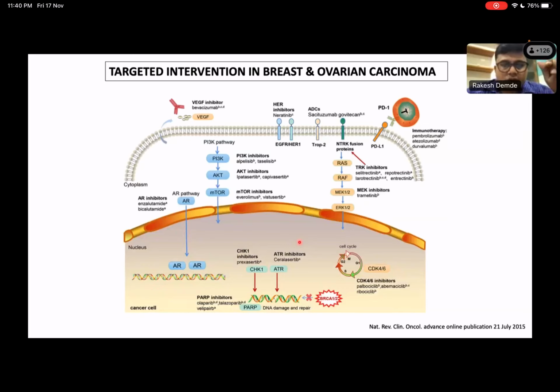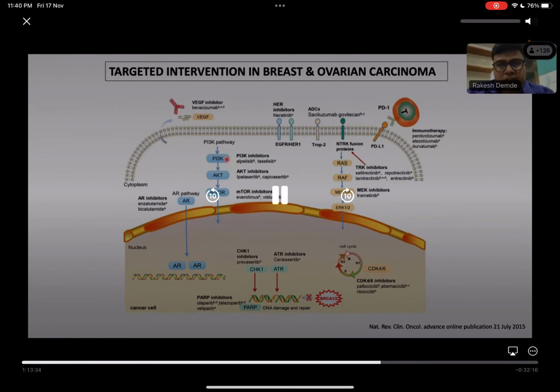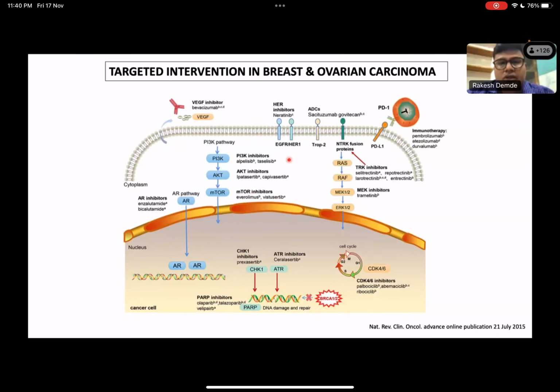For targeted intervention, we already know, knowing the particular mutation in breast and ovarian carcinoma, if there is a DNA repair pathway alteration, we have PARP inhibitor. If there is a PI3K pathway alteration, we have PI3K inhibitor. So therapeutically also, knowing mutations in breast and ovarian carcinoma carries significance in molecular technique.